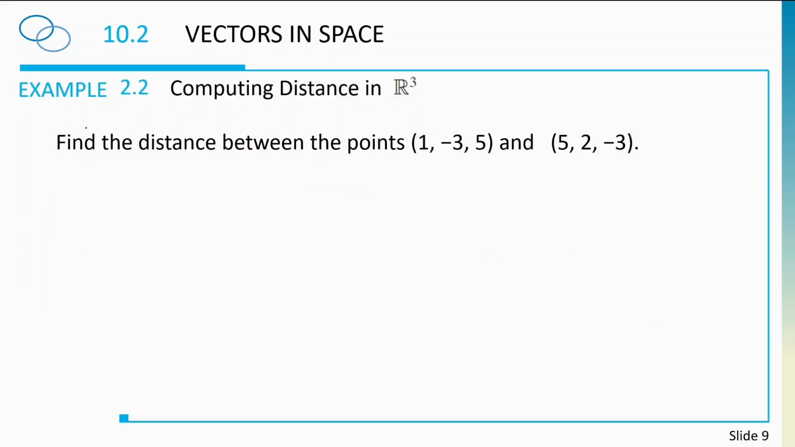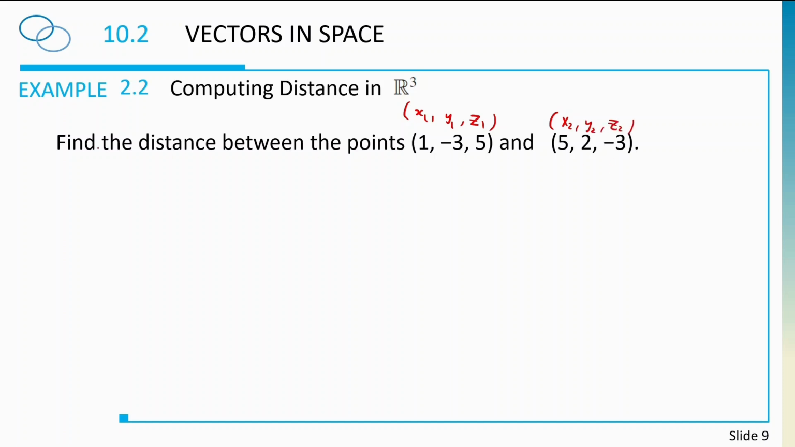Now this is a question for the same thing. I need just to find the distance between the points (1, -3, 5) and (5, 2, -3). Notice this is a point, not a vector. So this is x1, y1, z1, and this point is x2, y2, z2.